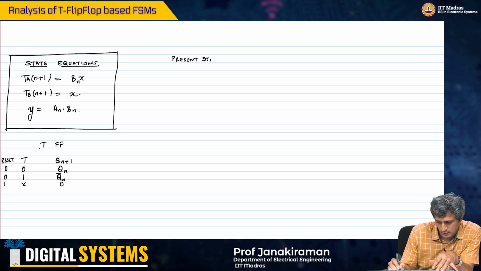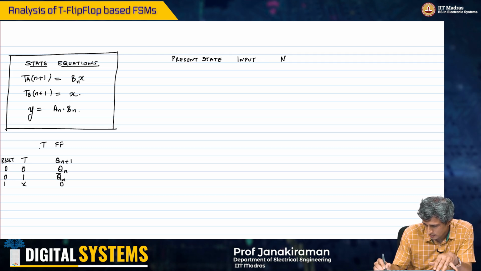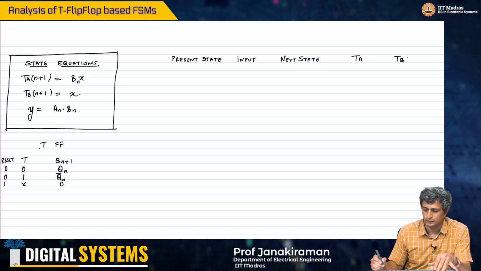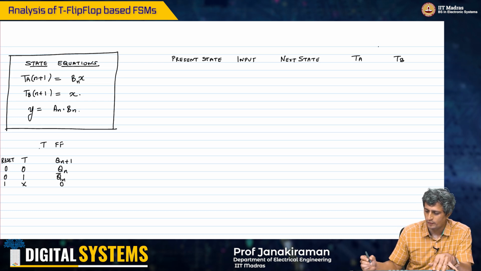Present state, input, next state. Right, and we are talking of TA and TB. Okay, flip-flop inputs.